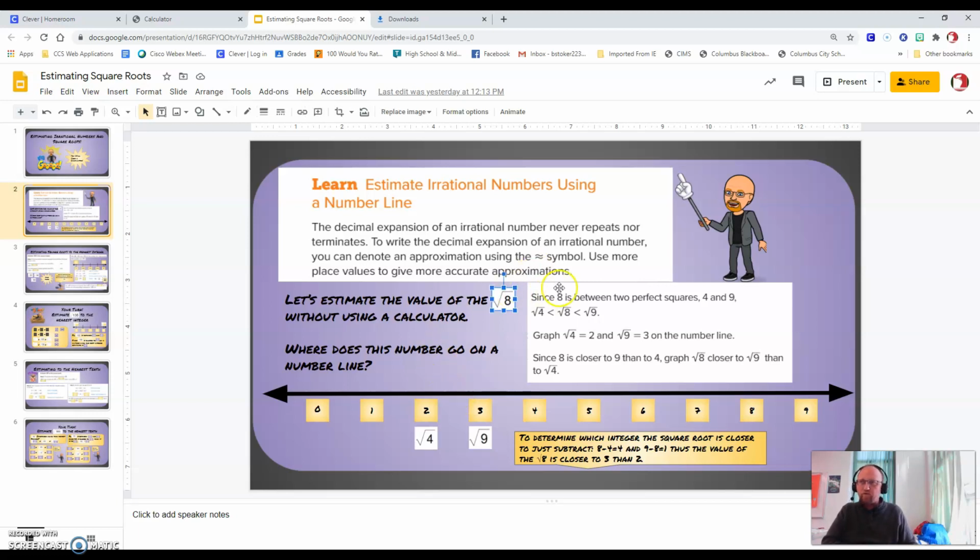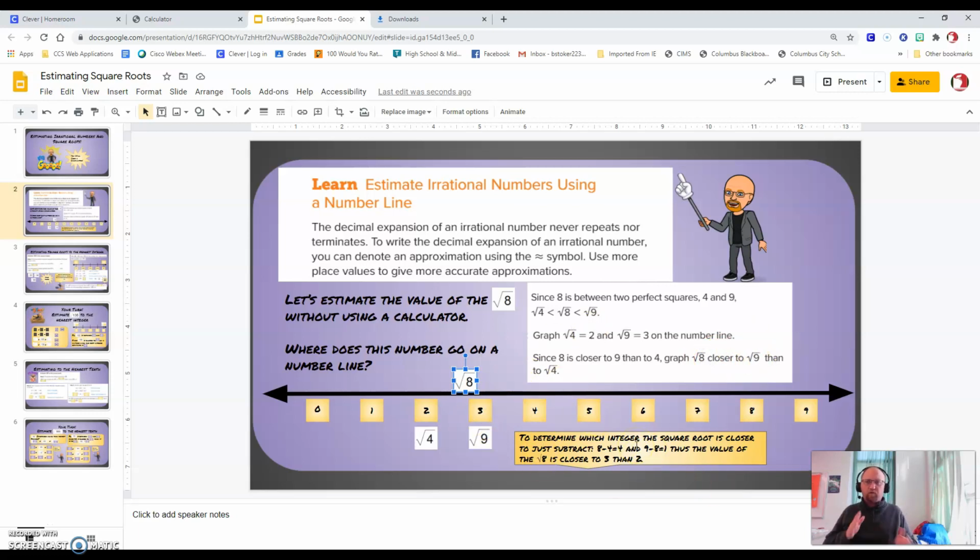So what you're going to want to do is click that little box there. You're going to use your arrows or your mouse and drag it and drop it right about there. And that's about where the square root of 8 would fall on a number line. Since 8 is closer to 9 than it is to 4, I would graph the square root of 8 closer to the square root of 9 than to the square root of 4.